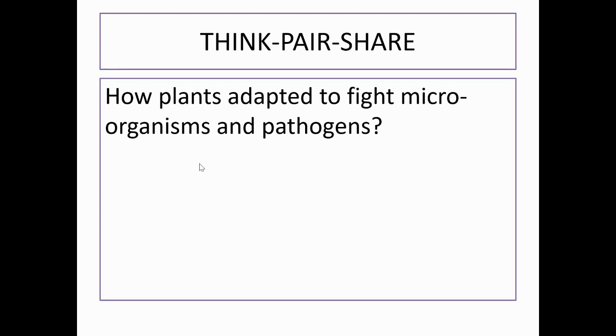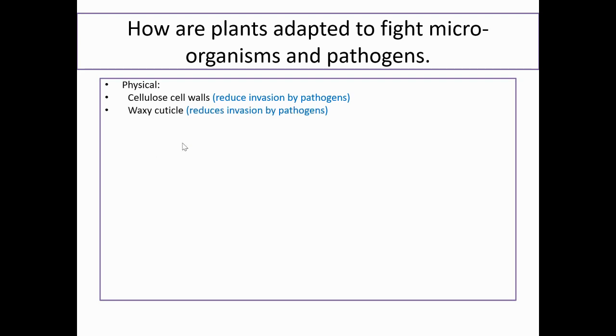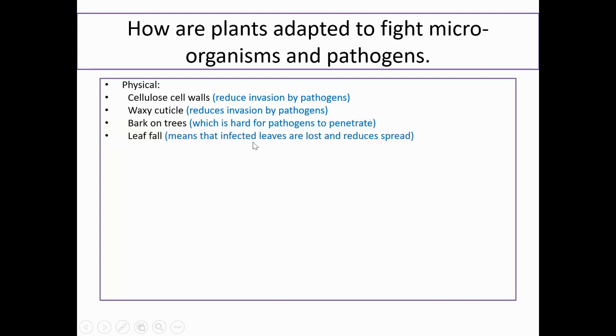Okay, welcome back. Hopefully you had some quite productive conversations there. How are plants adapted to fighting microorganisms and pathogens? Well, they have physical barriers, such as the cellulose cell wall. This will help reduce invasion by pathogens. The waxy cuticle, again, reducing invasion by pathogens. Bark on trees, which is hard for pathogens to penetrate. Leaf fall, meaning that infected leaves are lost and reduces the spread.